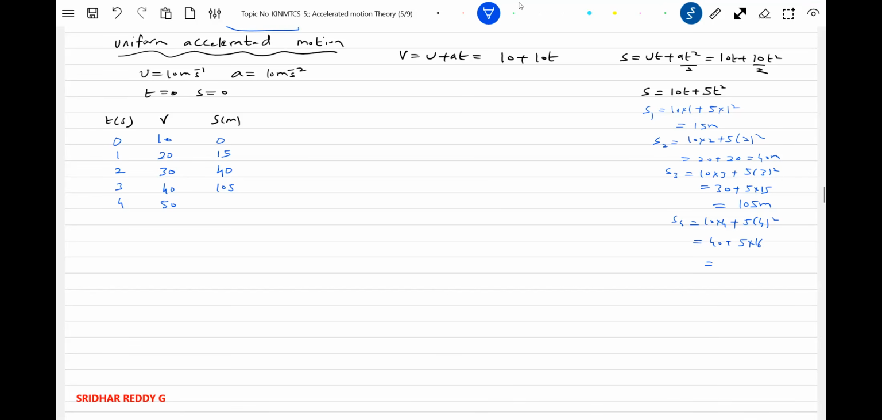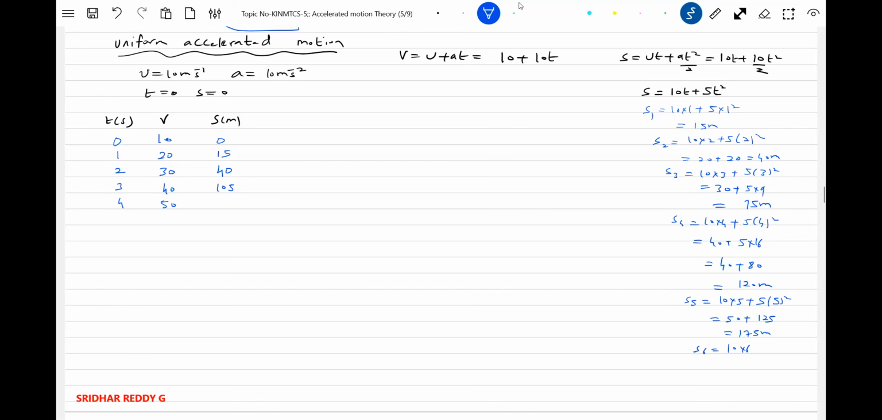16 into 4, 16 into 5, 80. 120 meter. I think that 5, 3, 5. This 3 will be 9. No? 75 it should be. S5 will take it. 175 meter. One more last.